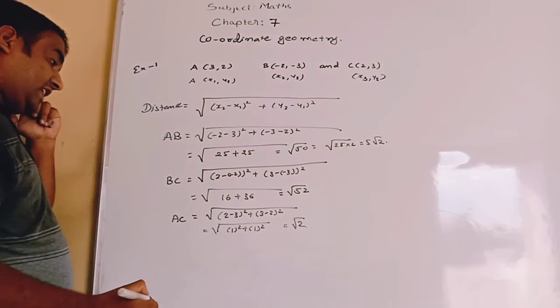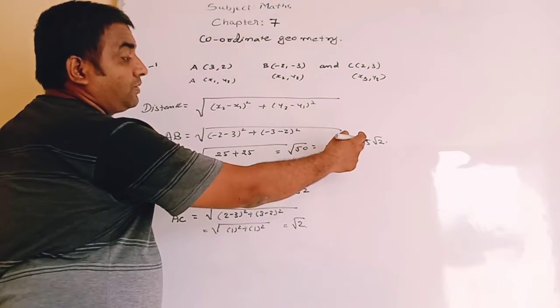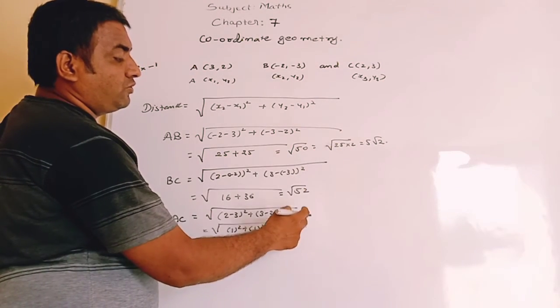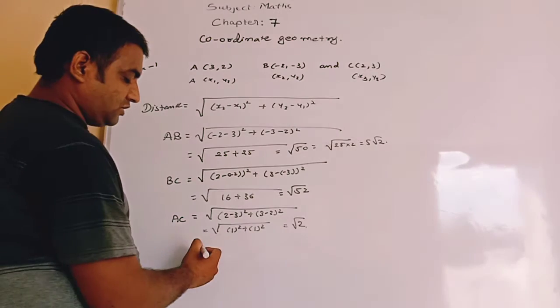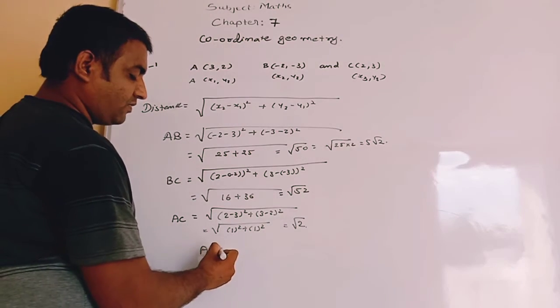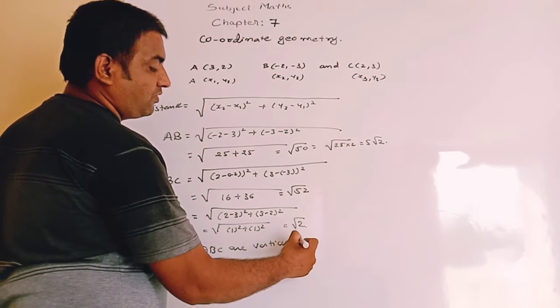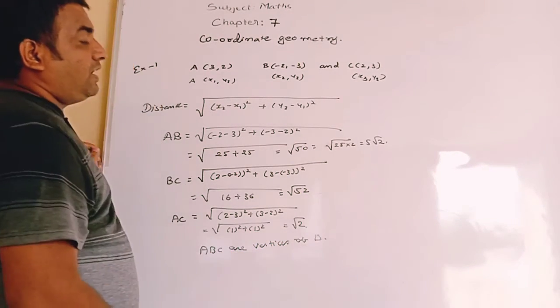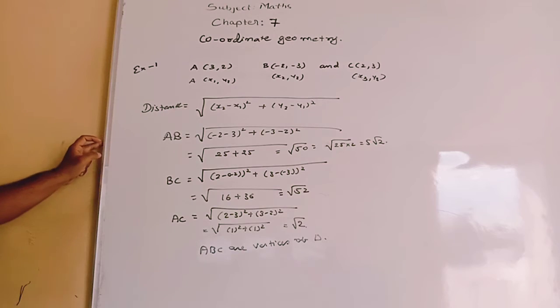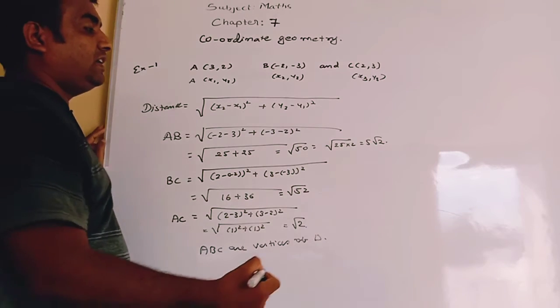So we can see that here 5 root 2 plus root 2 is 6 root 2, which is greater than root 52, and so ABC are vertices of a triangle. Now they are vertices of a triangle, so we want to find out which type of triangle it is.